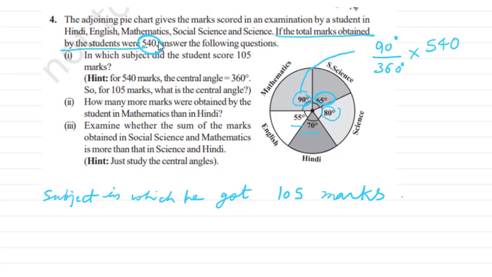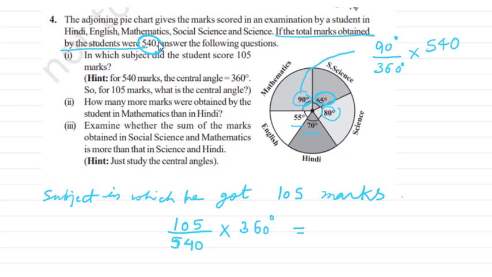I'll just find out the given marks, which is 105. So 105, the marks obtained, divided by the total marks, how much he got in total, that is 540. That will give me the fraction, and then I just multiply this fraction by 360 degrees. So I will get a particular angle, the angle for these marks.